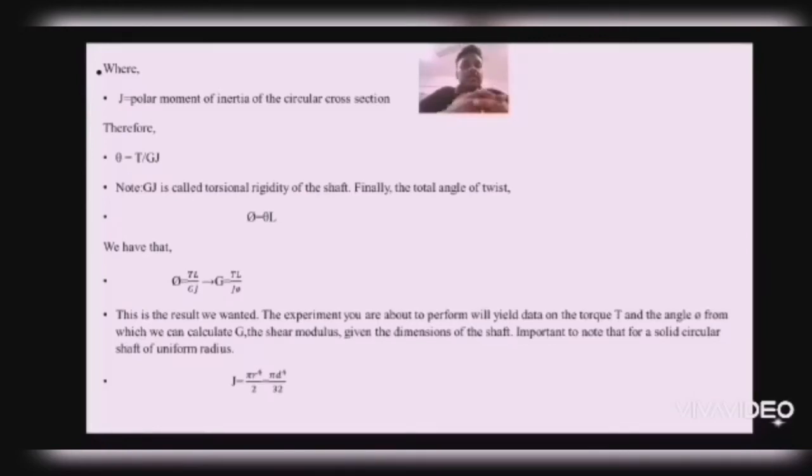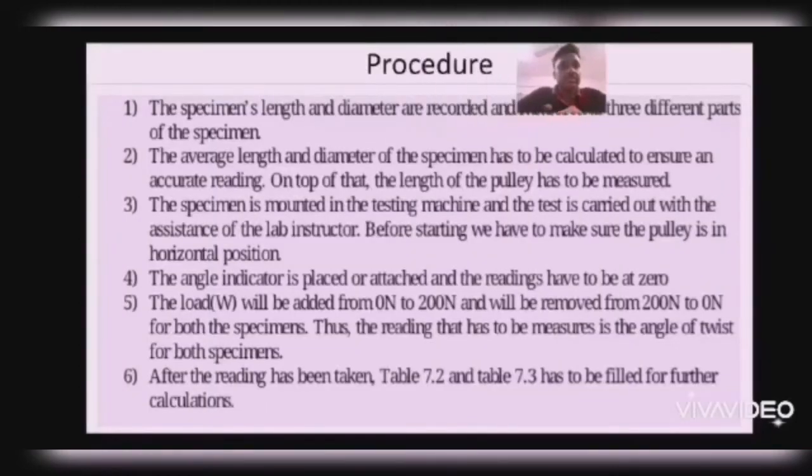The experiment you're about to perform will yield data on the torque T and the angle phi, from which we can calculate G, the shear modulus, given the dimensions of the shaft. It is important to note that for a solid shaft of uniform radius, J is equal to pi r to the power 4 over 2, and in terms of diameter, pi d to the power 4 over 32. And that is all for the experimental theory.